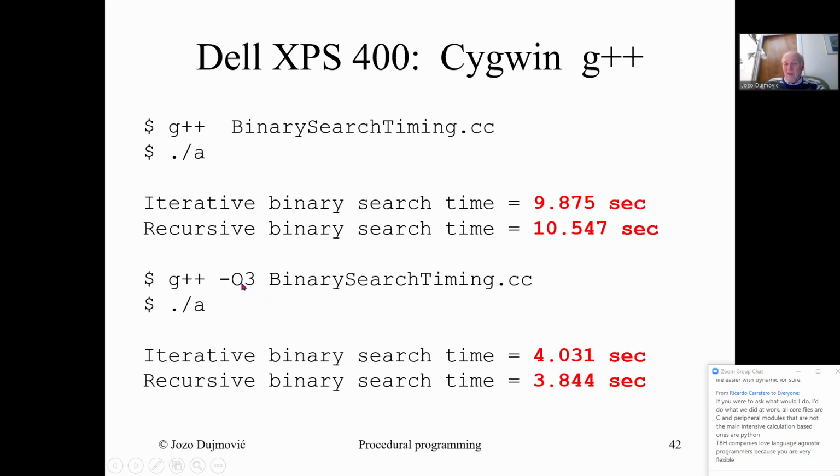But when you optimize this with level optimization 3, then I get that recursive runs for 3.8 seconds and iterative runs for 4 seconds. So recursive was a little bit faster. Also, pay attention to what optimization is doing, that the runtime jumped from 10 seconds to 3.8 seconds. So never compile your program with G++ without optimizing. Optimize and try to see what you are going to get and measure the speed. So that's the point here.